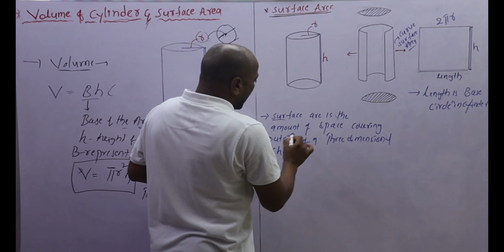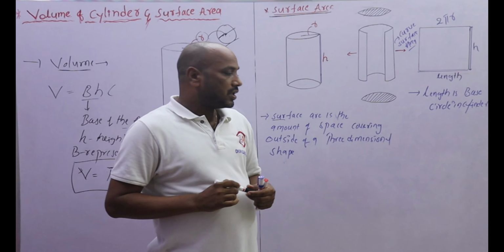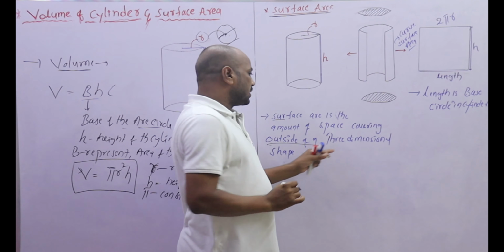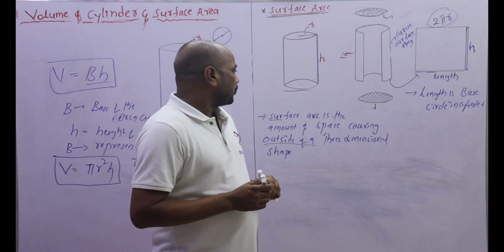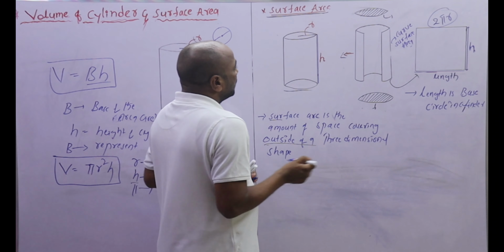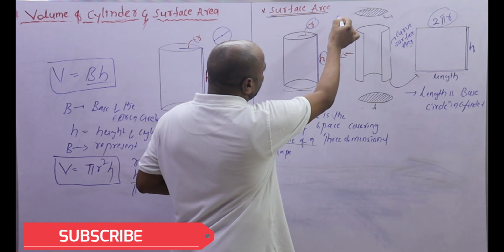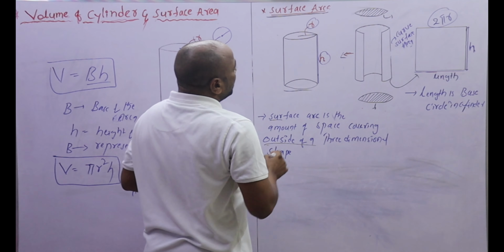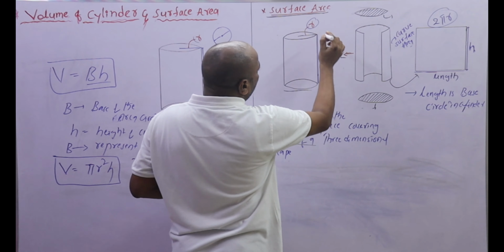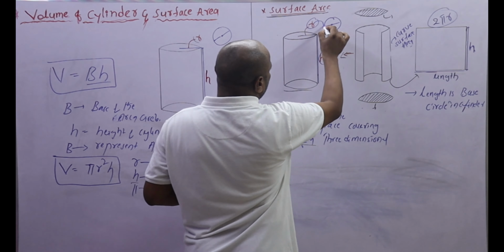Now surface area is the amount of space covering the outside of a three-dimensional shape. How can we calculate surface area? Here it is a cylinder, h is the height of the cylinder and r is the radius of the cylinder. You already know the distance between the center of the circle and its edge is the radius.